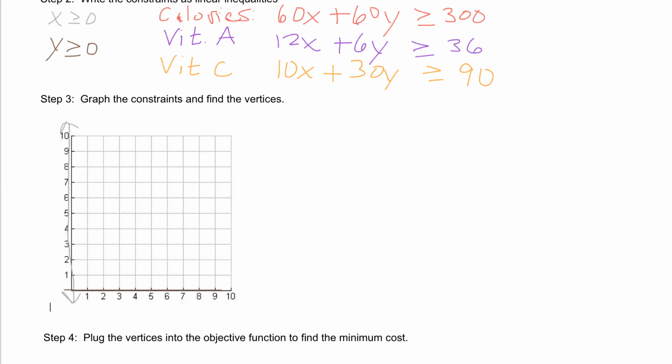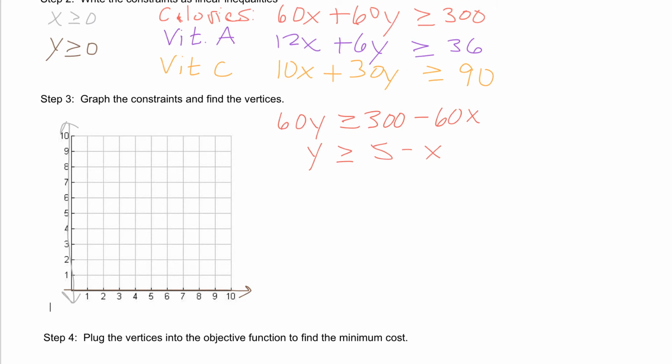That's just a horizontal line here. And then we have to graph our other ones. So let's start with our calories. So we have 60x plus 60y is greater than or equal to 300. I'm going to start by subtracting that 60x over to the other side. So I'm looking at 60y is greater than or equal to 300 minus 60x. Dividing everything by 60, I get y is greater than or equal to 5 minus x.